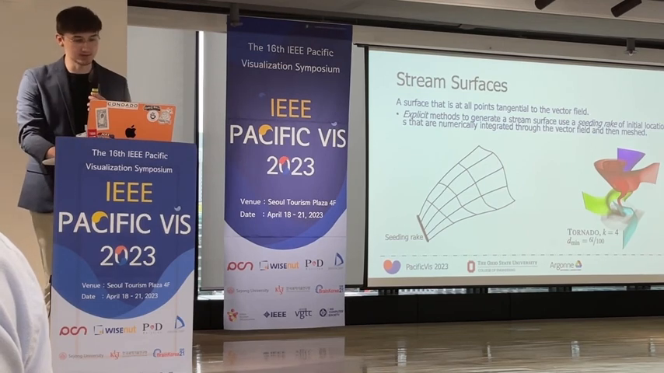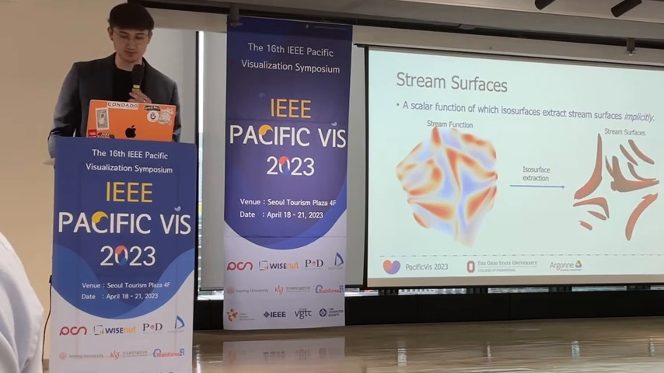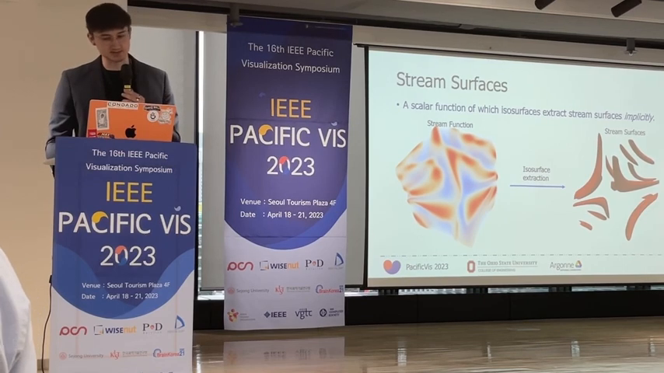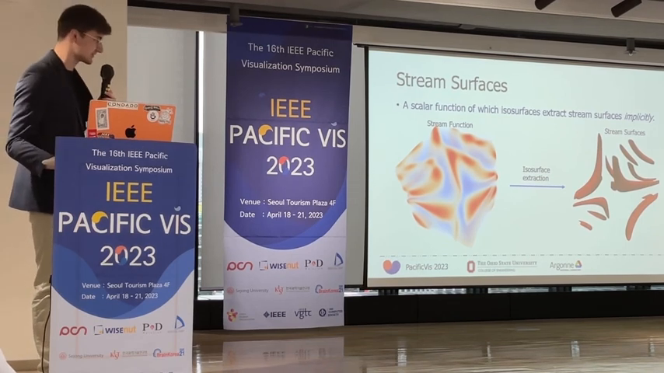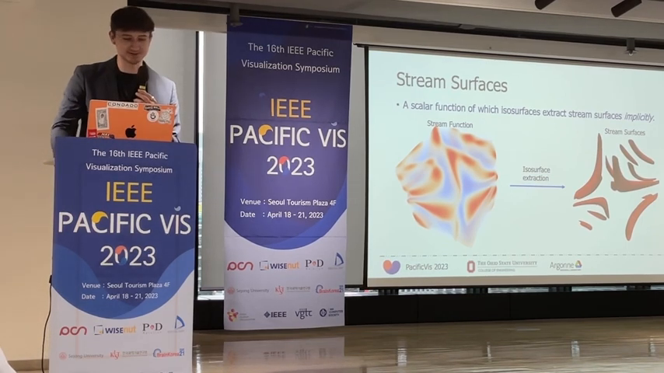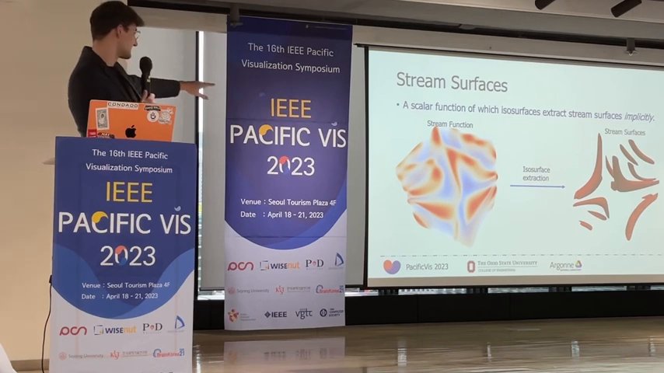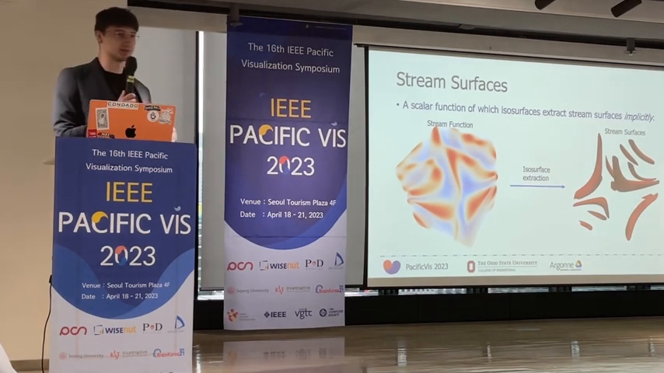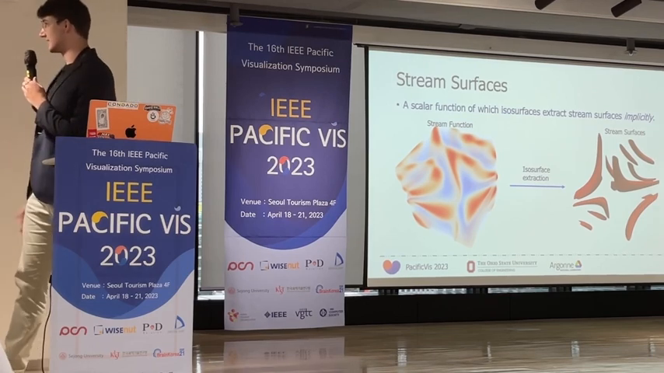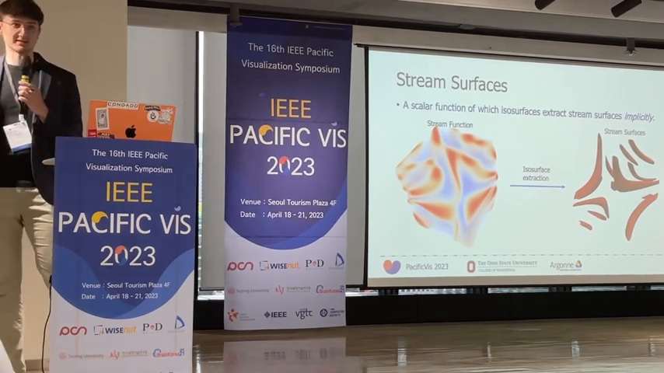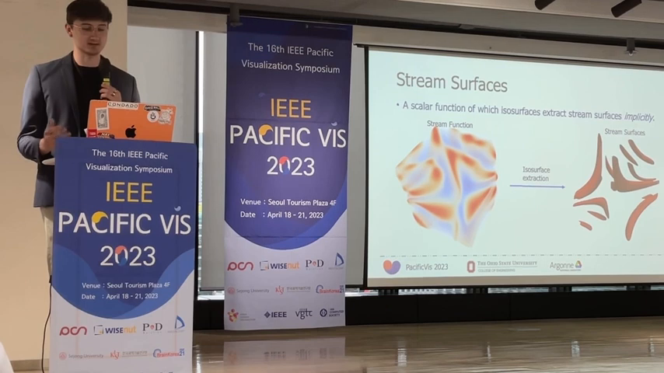But there is also another way called the implicit approach, which can generate stream surfaces as isosurfaces of a scalar field, which is called the stream function. A lot of terms going on here, but our stream function is this 3D scalar field, and when we take an isosurface, so we do some isosurface extraction, then we can visualize those surfaces, and those are exactly stream surfaces in the flow data.